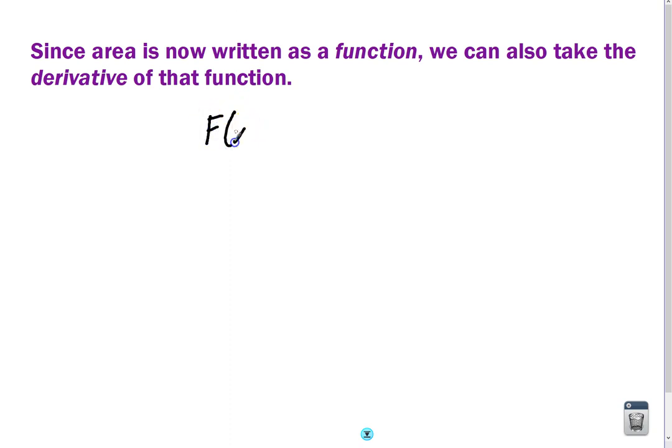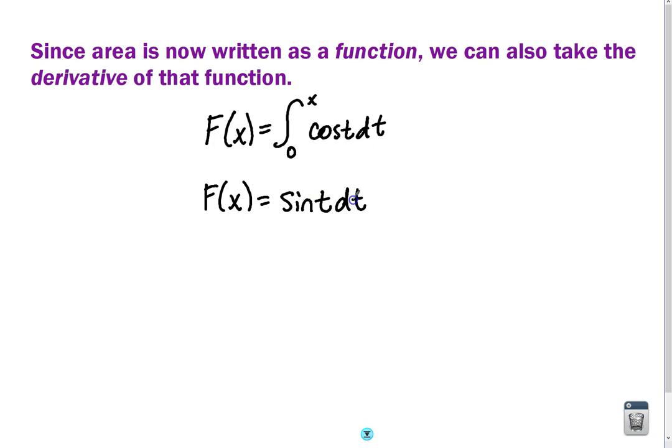So remember, we had f of x equal to the integral from 0 to x of cosine of t dt, which we discovered was the same thing as the sine of x once we're all said and done. Well, because I can write that as a function, I can just take the derivative of that function, and the derivative of sine of x is just cosine of x.